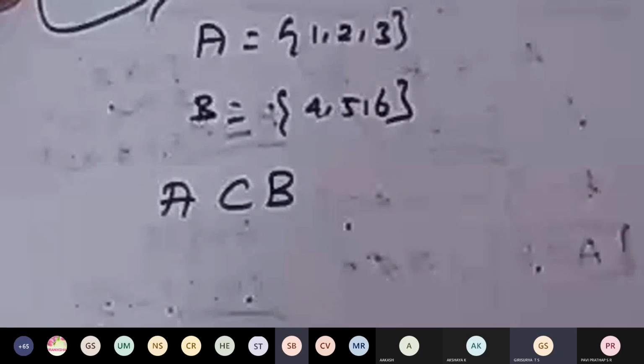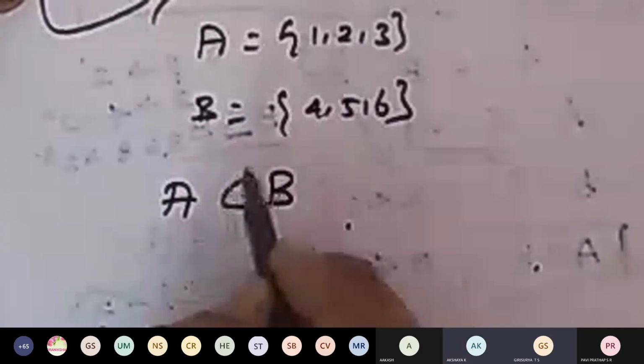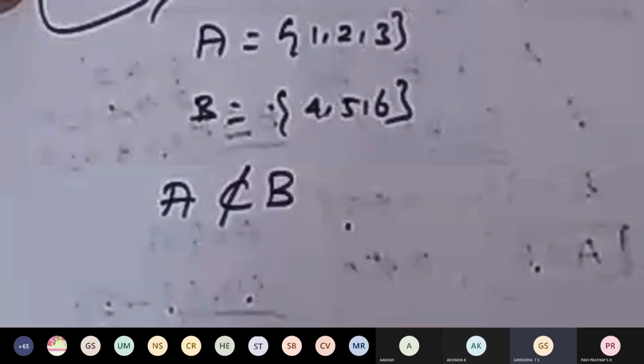Now tell me, I'm going to write a set and tell me whether it is a subset or not. A is 1, 2, 3. B is 4, 5, 6. Now tell me whether A is a subset of B or not. No, sir. This is a symbol you can use: A is not a subset of B. Is that right?